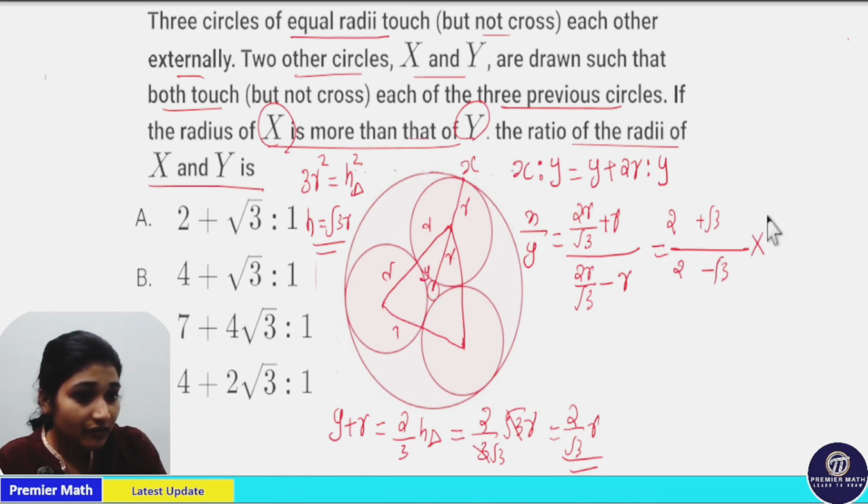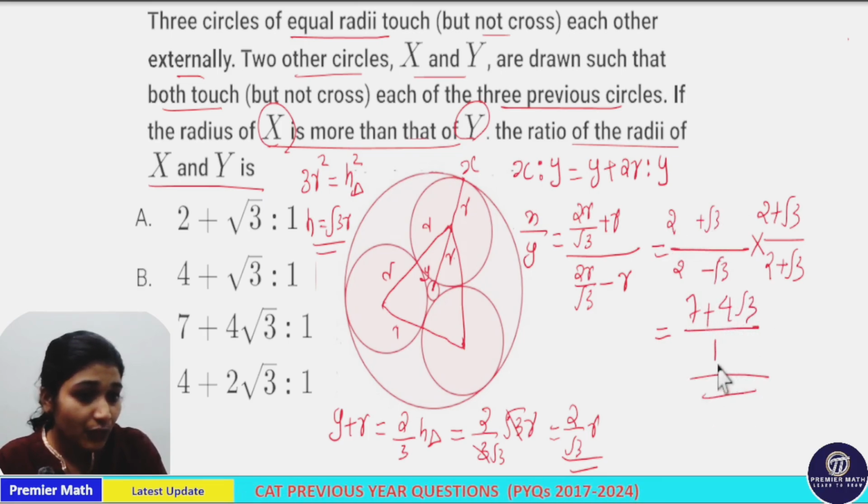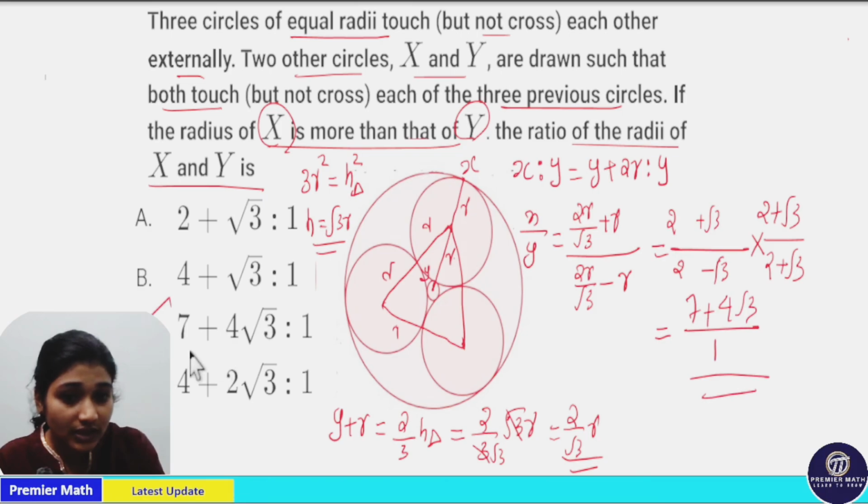Then if you multiply it by 2 plus root 3 by 2 plus root 3, this will become 2 square minus root 3 square, which is 1 in the denominator. And 2 plus root 3 the whole square is equal to 2 square plus root 3 square, that is 4 plus 3, 7, and 2 into root 3 is equal to 4 root 3. So 7 plus 4 root 3 divided by 1, option C is your answer.